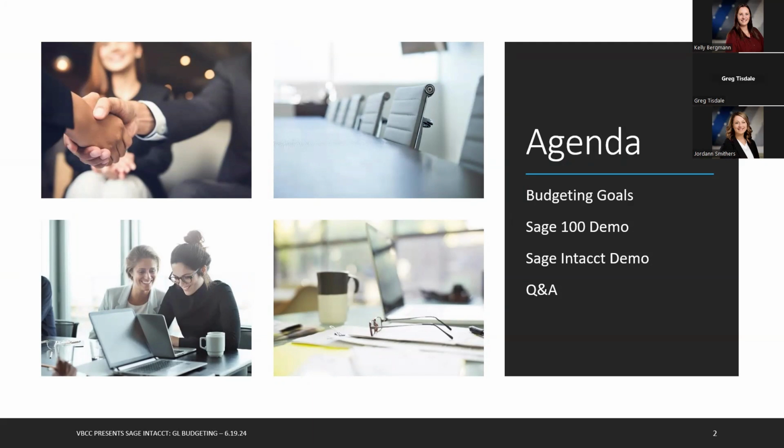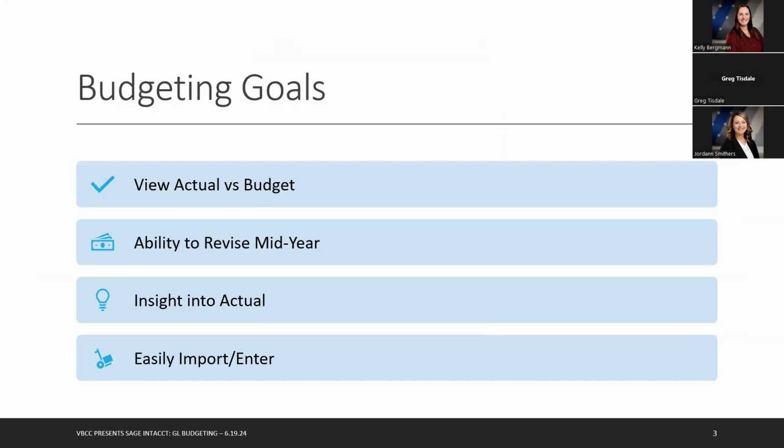What we're going to do today is a split between Jordan and myself. I'm going to start with Sage 100 and the budgeting process there, and then we're going to switch over to Jordan, and she's going to show you in Intacct. So what you can see from our agenda there, our budgeting goals is what we're going to talk about. We have the 100 demo, we have the Intacct demo, and then we will follow up and end with a Q&A.